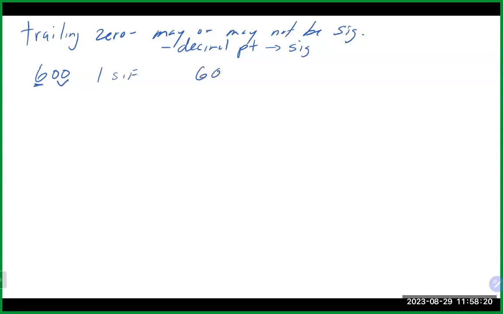If I wrote 600 with a decimal point like this, how many does it have? It does have 3. And all these zeros are significant because of the decimal point that's there.